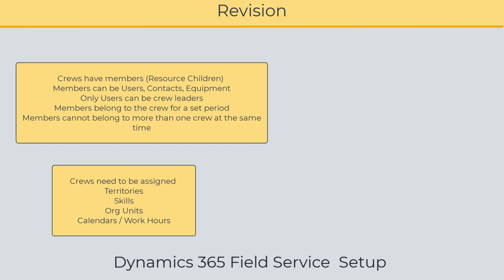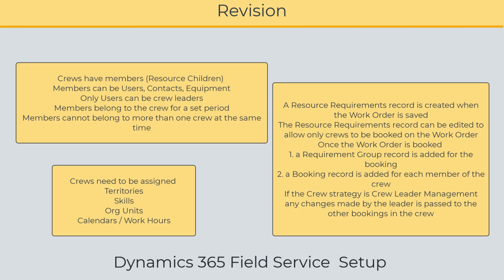Crews need to be assigned territories, skills, organization units, calendars, and work hours. And all of the members in the crew need to have the same organizational unit and territory assigned to them. A resource requirement record is created when the work order is saved. The resource requirement record can be edited to allow only crews to be booked on the work order.